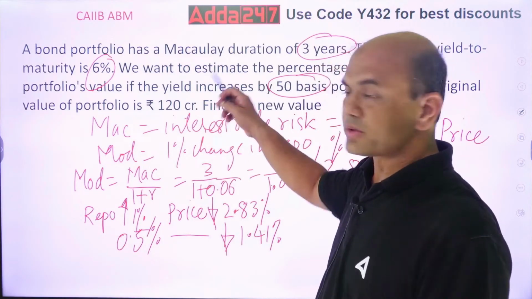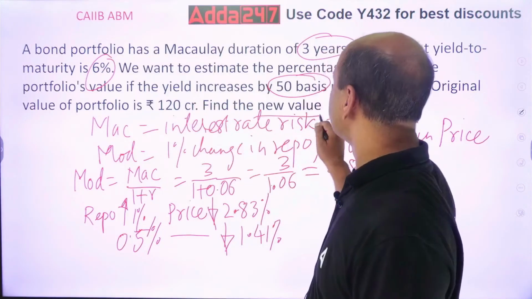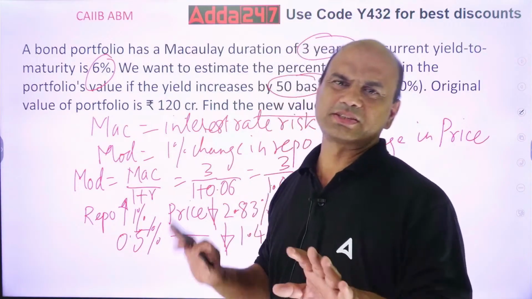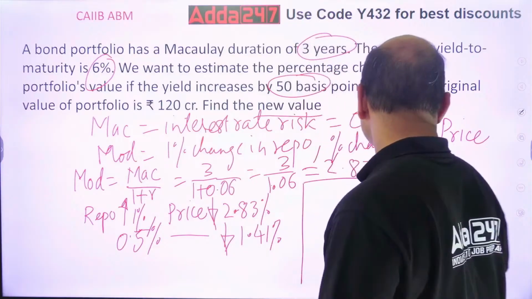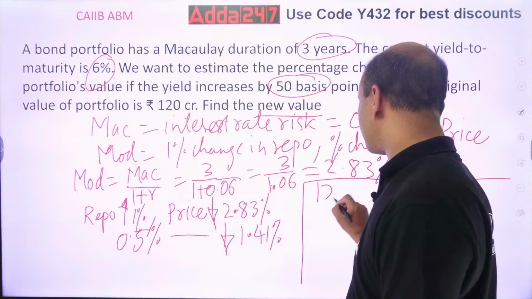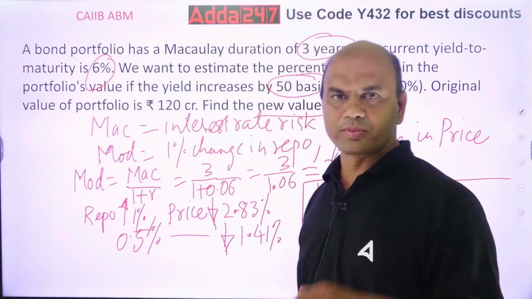But you are having one more question in this. See, there are two questions involved. One is this, and second is find the new value. So now what is the new value? See, now this calculation is very simple. What was the earlier value? 120. Let's forget this crore now. Now this 120 will fall down by 1.41%.